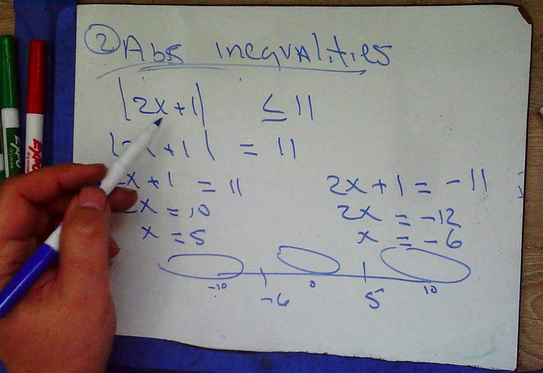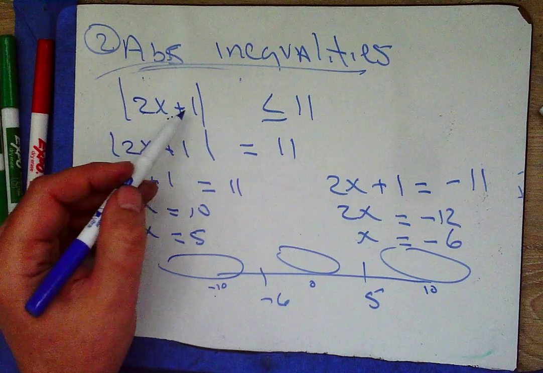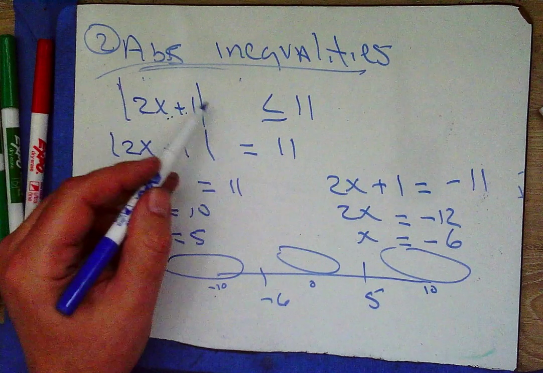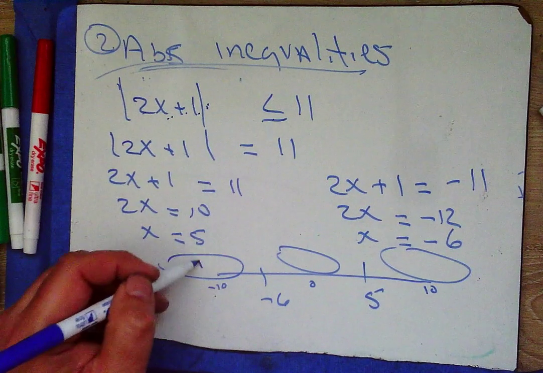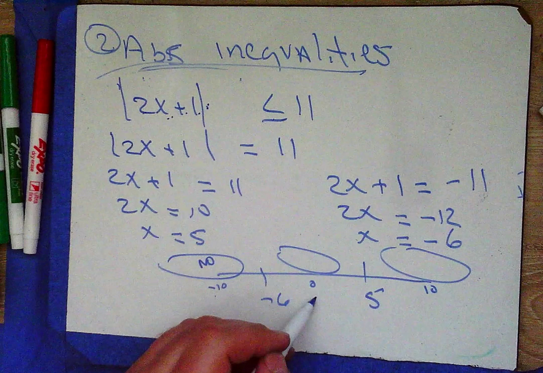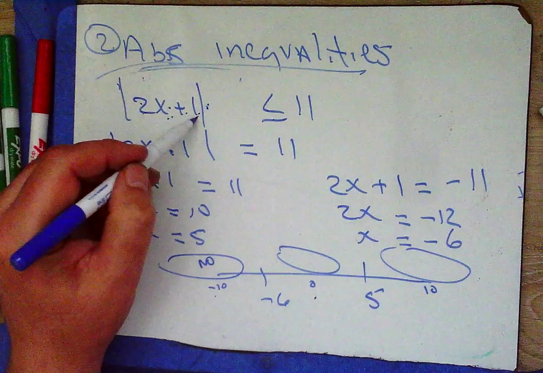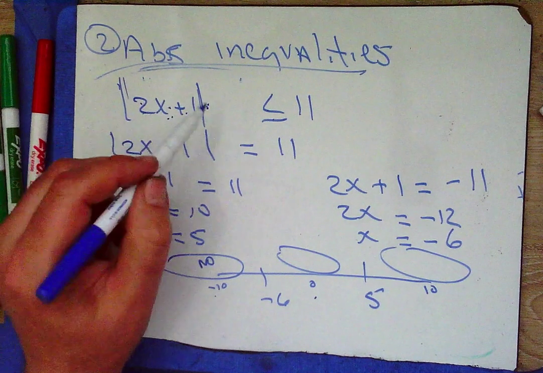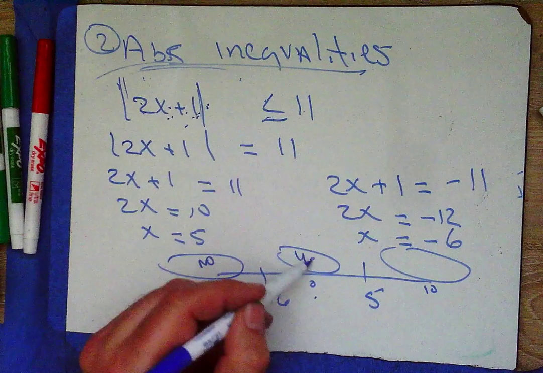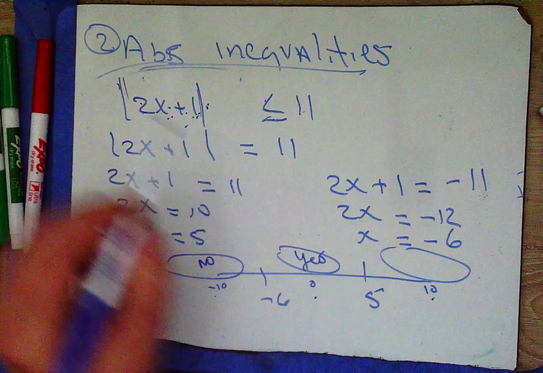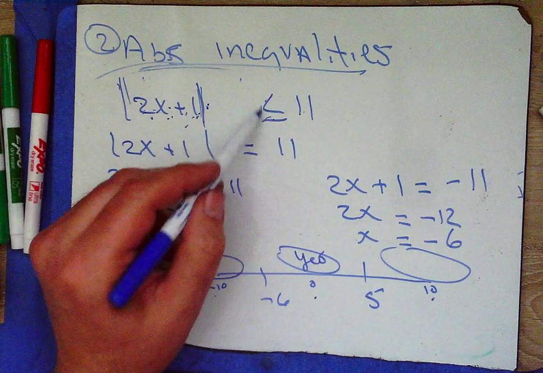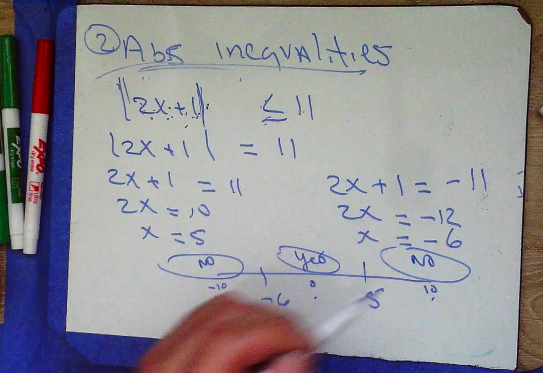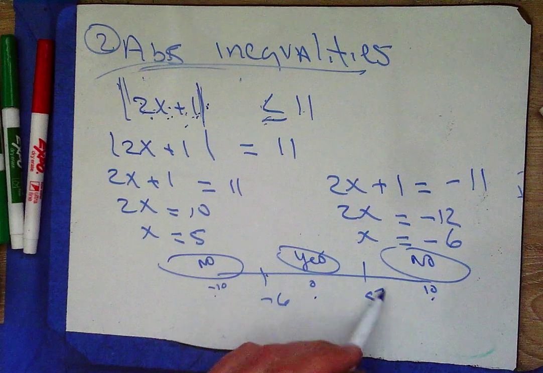Okay, if I plug in negative 10 in here, I have negative 20 plus 1 is negative 19. The absolute value of negative 19 is 19. Is that less than or equal to 11? No. If I plug in a 0, I get 1. Absolute value of 1 is 1. Is 1 less than or equal to 11? Yes. And if I plug in a 10, I get 21. Absolute value of 21 is 21. Is that less than or equal to 11? No.